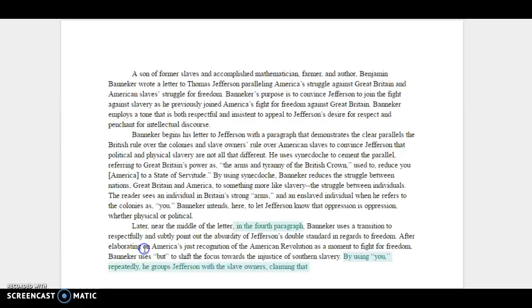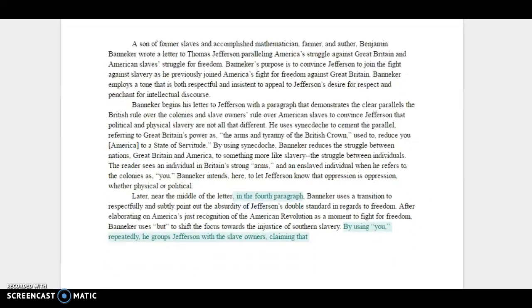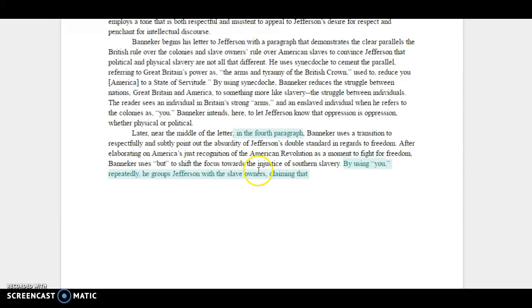Okay, here we go. Later, near the middle of the letter, that's actually going to be the third paragraph, so it's fine to tell me the paragraph number, Banneker uses a transition to respectfully and subtly point out the absurdity of Jefferson's double standard in regards to freedom. So basically, I'm addressing the idea that Jefferson thinks it's really important for the American colonies to be free, but he's still a supporter of slavery, which is why Banneker is writing him this letter, because Jefferson was in a position of power and Banneker wanted him to change his mind about slavery.